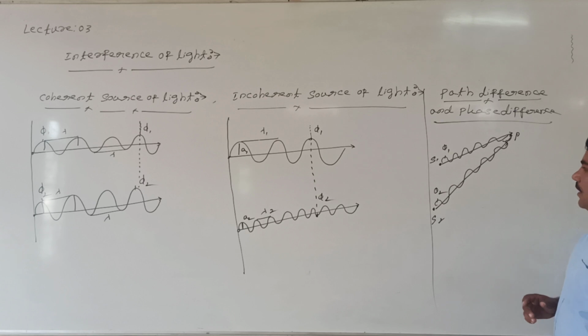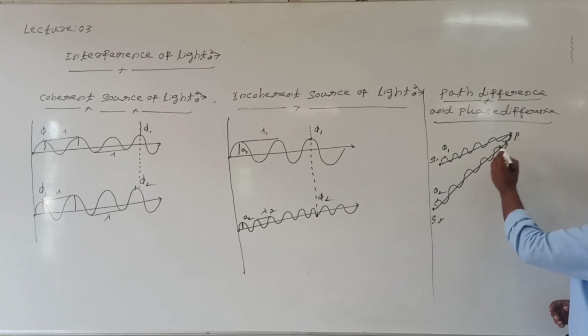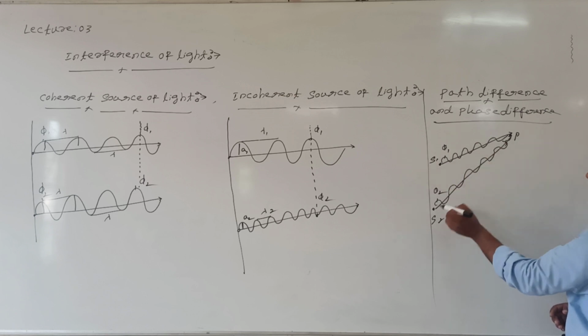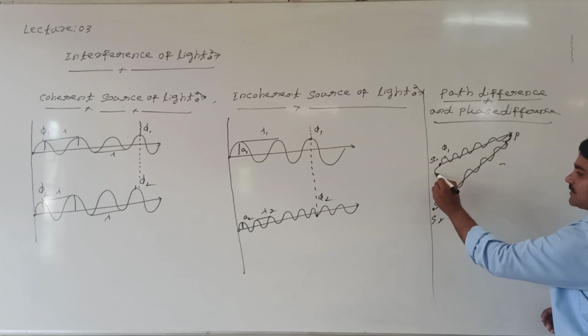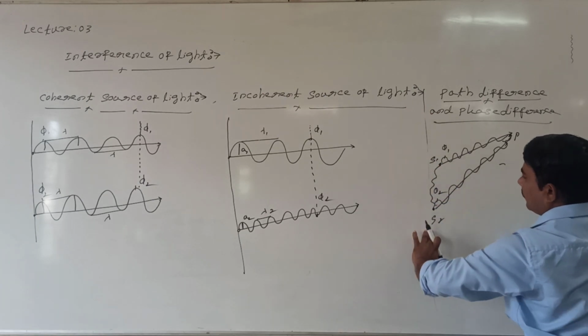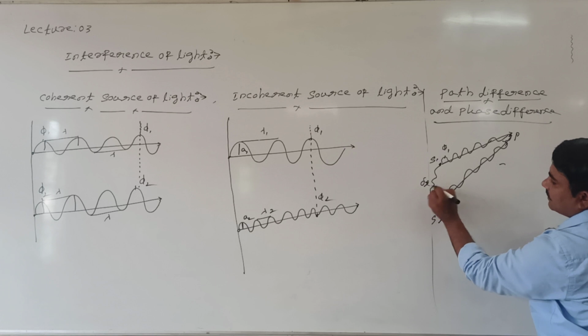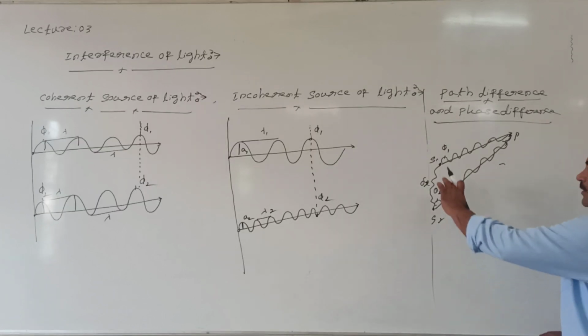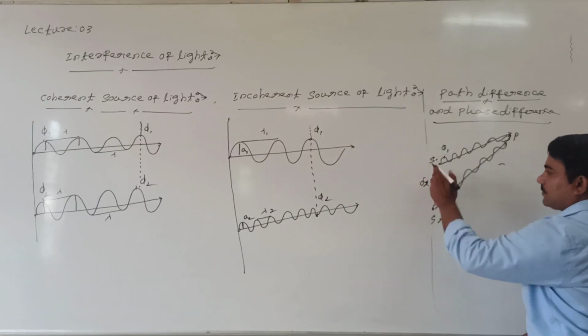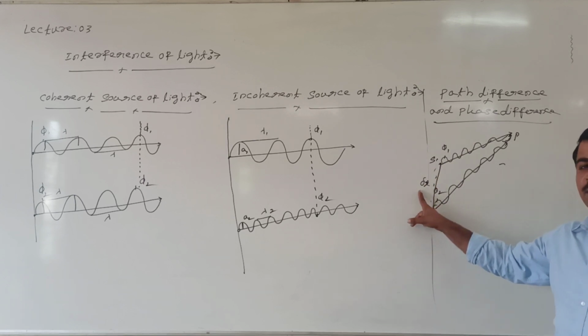Look at me. S1P travels to this point, S2P travels to this point. In between S1P and S2P, there is a path difference. I mean, there is a difference in distance traveled. Look at me. In between S1P and S2P, what is the difference? This is the difference. This difference I can call del X, the path difference.